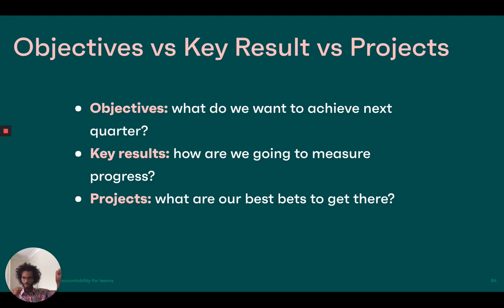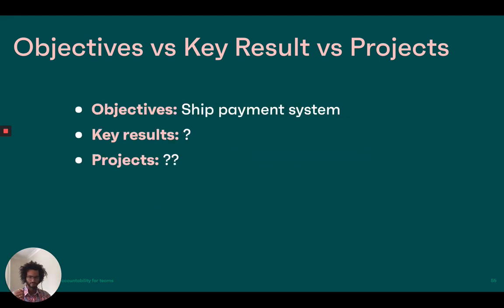Now, to make progress, you have to do a bunch of things, and those are the projects. Projects are the bets you make to move the needle of the key results. And when you look at the key results, you should understand if you're getting closer to your objectives. This is a bit theoretical, so I wanted to use a concrete example.